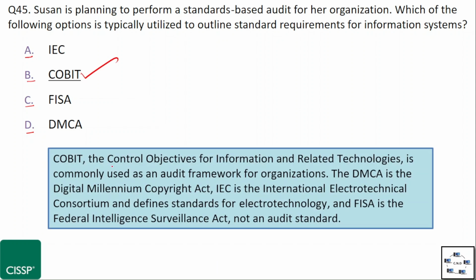So COBIT, the Control Objectives for Information and Related Technologies, is commonly used as an audit framework for organizations. The DMCA is the Digital Millennium Copyright Act. IEC is the International Electrotechnical Commission and defines standards for electrotechnology. And FISA is the Foreign Intelligence Surveillance Act, not an audit standard.